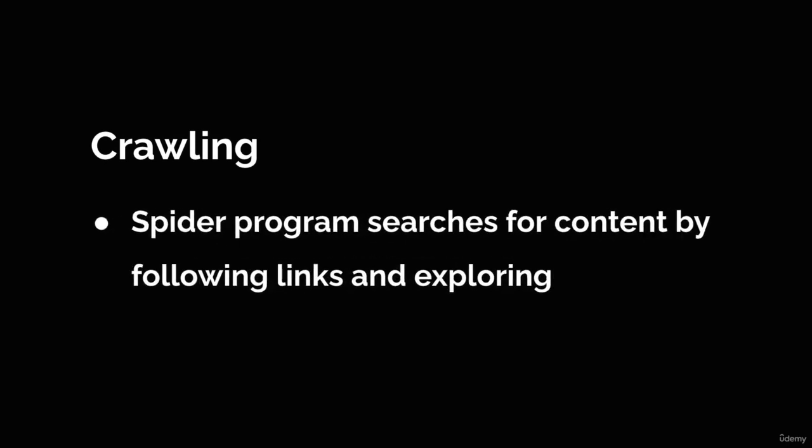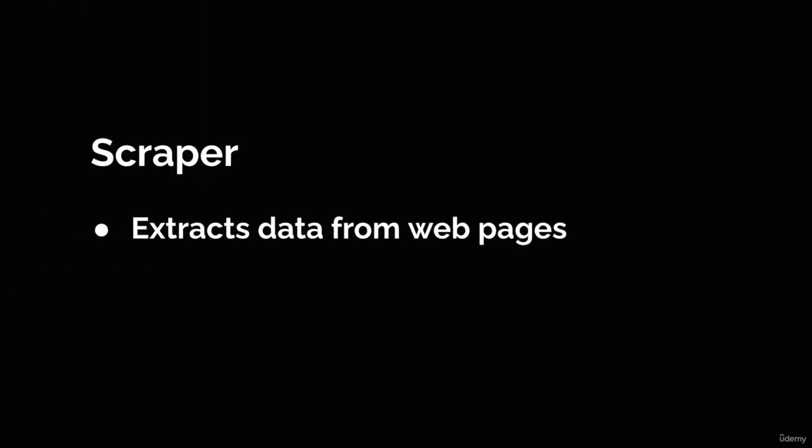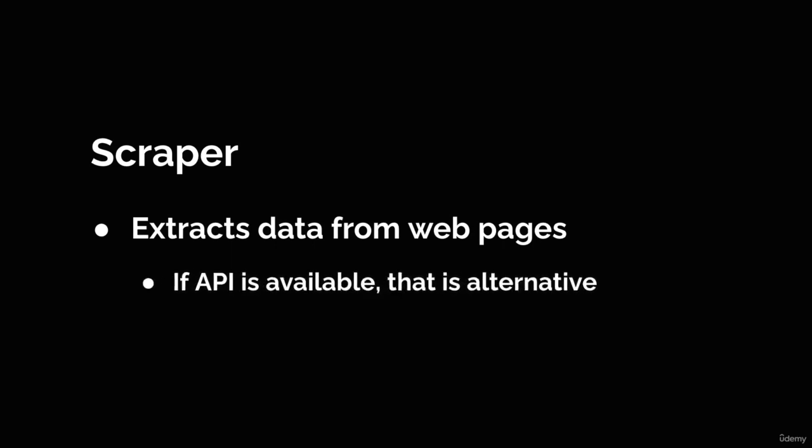There are two steps to web scraping. First step is optional, known as crawling. This is where a spider program searches for content on the web by following links and exploring. So that is where you are searching for content. Then the second part is actually the scraper itself. This is where you extract data from web pages.